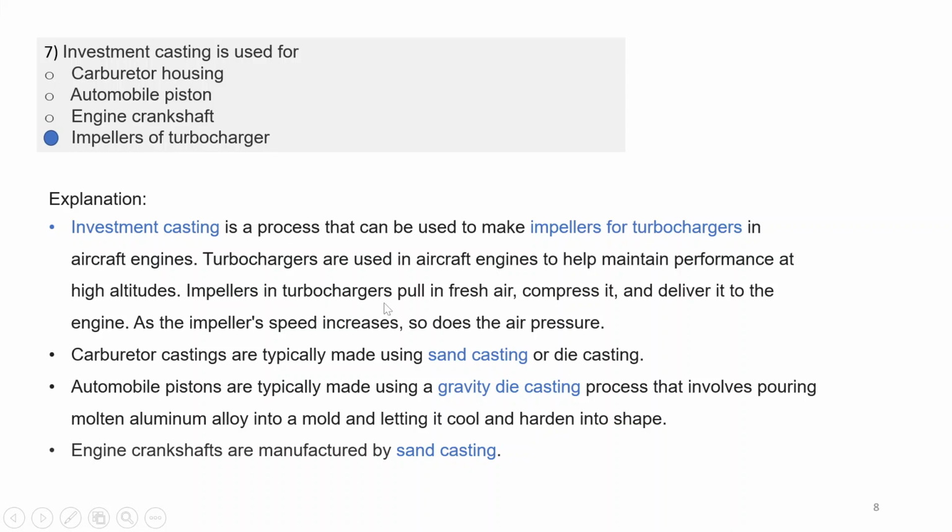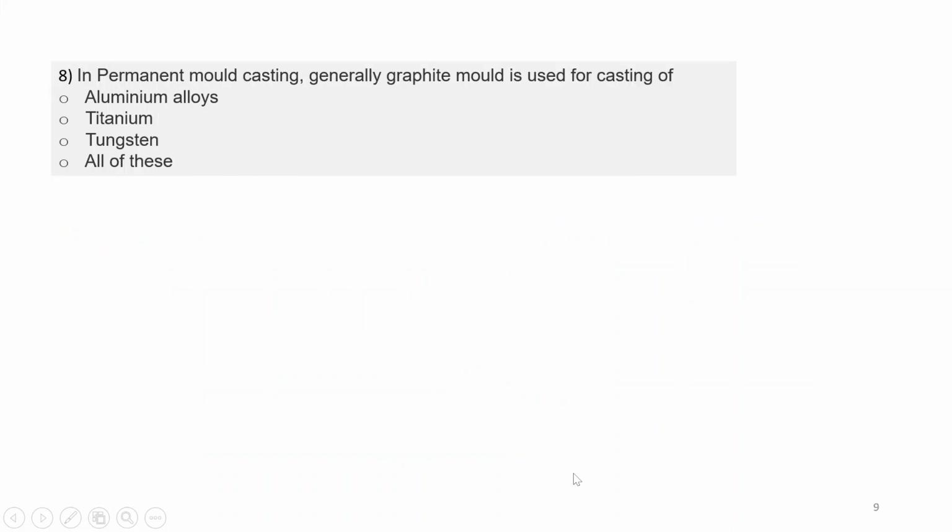And the impellers in turbochargers pull the fresh air, compress it, and then deliver it to the engine. As the impeller's speed increases, so does the air pressure. Carburetor castings are typically made using sand casting or die casting. Automobile pistons are typically made using a gravity die casting process, which involves pouring molten aluminum alloy into a mold and letting it cool and harden into shape. Next is engine crankshafts. They are manufactured by sand casting.